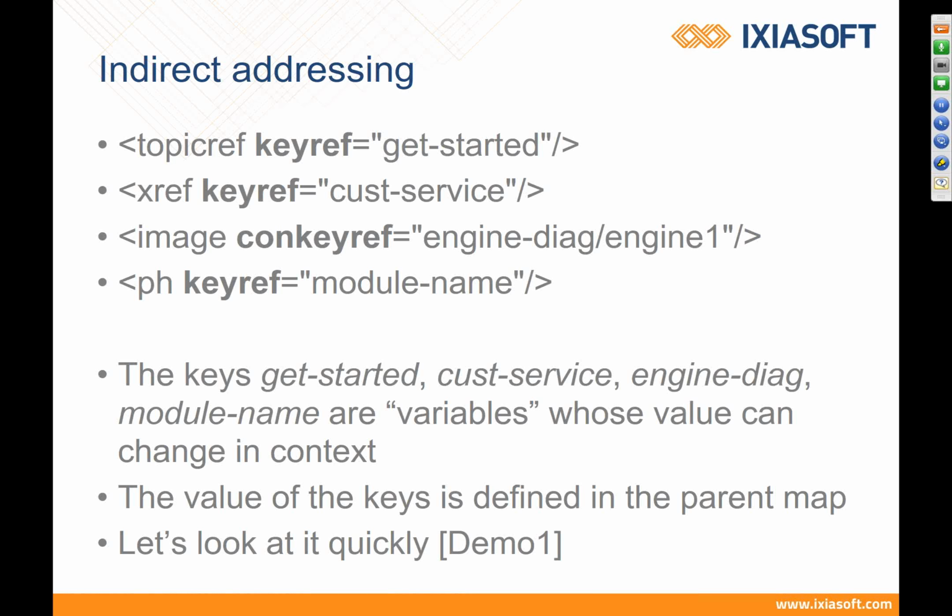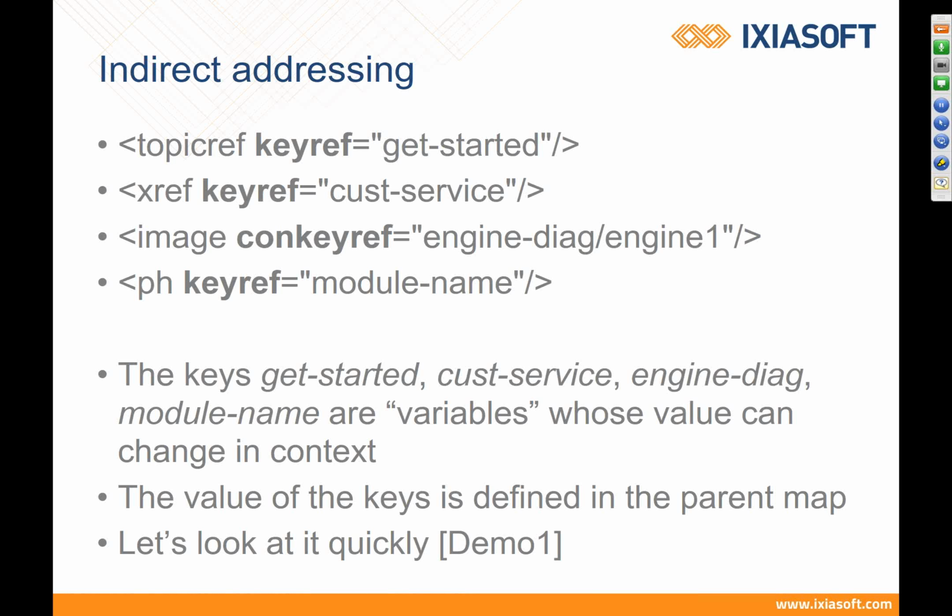So with DITA 1.2, we saw the introduction of keys, and this allows for what's called indirect addressing. And I have the same 4 examples that I had on the previous slide, but this time, instead of using href or conref, I'm using something called keyref and conkeyref. And notice that, for the first one, for example, topicref keyref equals get started, it's not pointing to a particular file. It's not pointing to getstarted.xml or getstarted.png or anything like that.